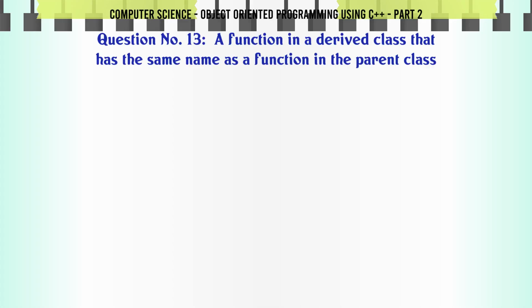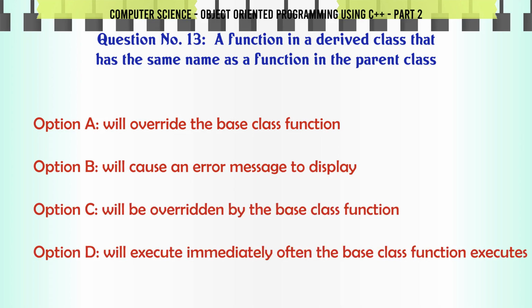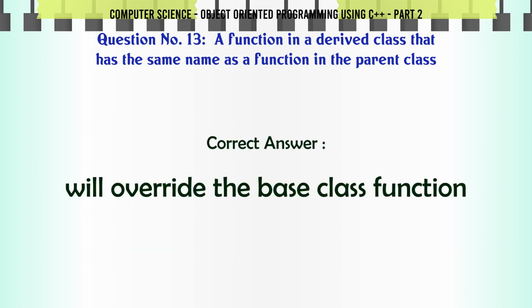A function in a derived class that has the same name as a function in the parent class, a. will override the base class function, b. will cause an error message to display, c. will be overridden by the base class function, d. will execute immediately after the base class function executes. The correct answer is will override the base class function.